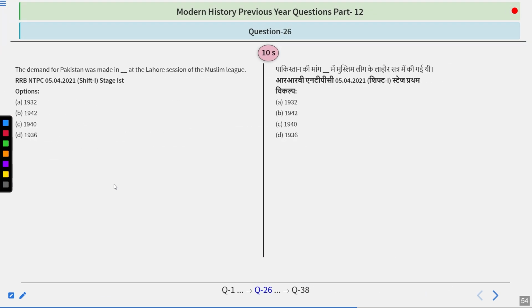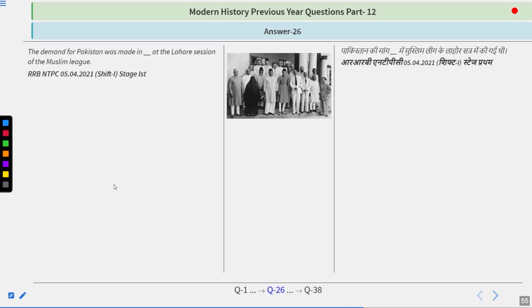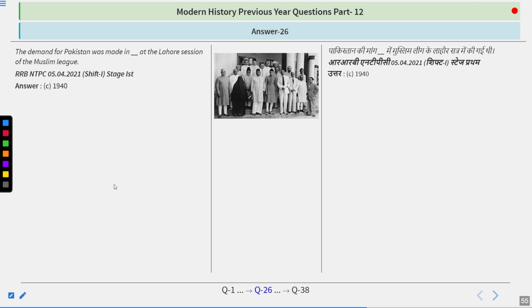The demand for Pakistan was made at the Lahore session of the Muslim League. So try to think about it. 1932, 1942, 1940, 1936? Take your time. And I guess the answer you are giving is right, because the answer is 1940.